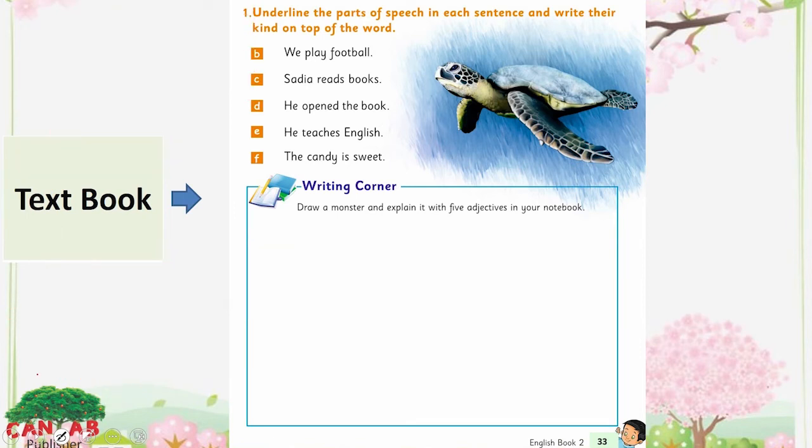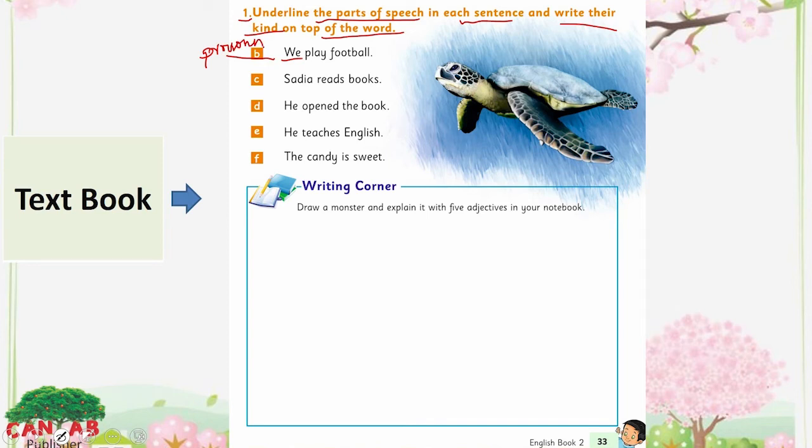Now we have discussed the parts of speech in detail with examples. Now let's do the exercise here, page number 33 of your textbook. Question 1. Underline the parts of speech in each sentence and write their kind on top of the word. ये sentences हैं आपके B to F. You have to underline all the parts of speech which we have discussed in this lesson, and you have to write the name of that part of speech on the top of it. जैसे V है आपका, yes, it's pronoun, so simply write P here or pronoun.